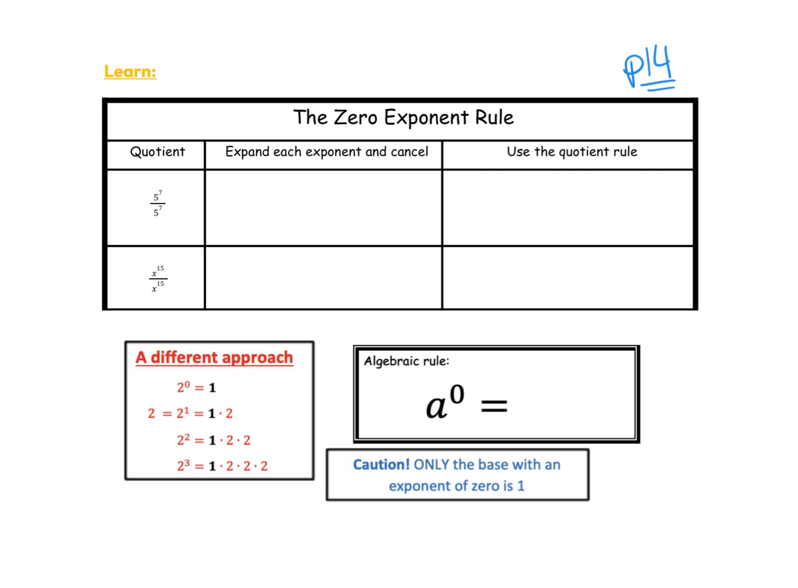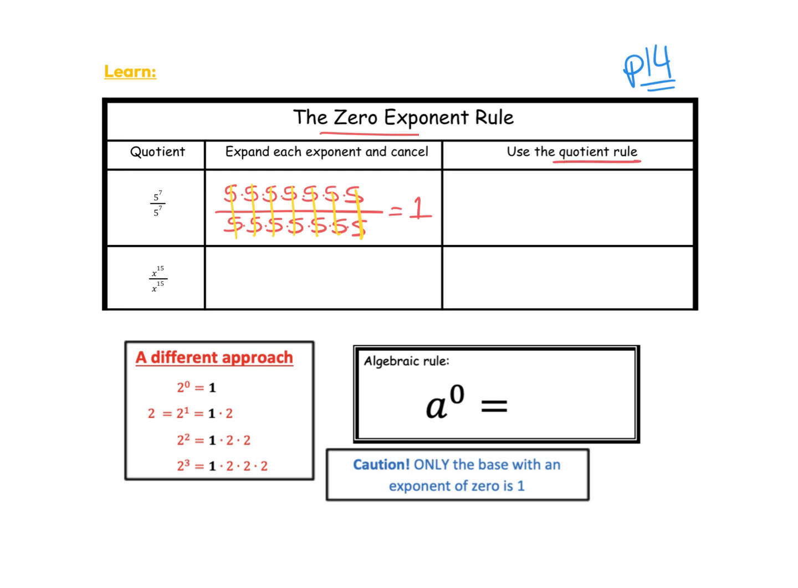Page 14 reintroduces us to the zero exponent rule. So they give us a quotient of 5 to the 7th divided by 5 to the 7th. And we can show that if we expand this out, right, 5 times itself 7 times, 1, 2, 3, 4, 5. And divide by 5 times 5 times 5 times 5 times 5 times 5, 1, 2, 3, 4, 5. All right, when I expand that out, and then I cancel out, anything divided by itself equals 1. 5 divided by 5 is 1, 1, 1, 1, 1, 1, and 1. And so what I'm left with is just 1. So that's how we can show it when we're expanding.